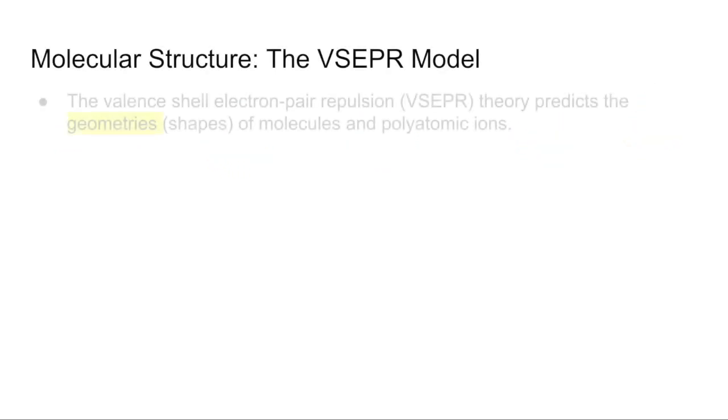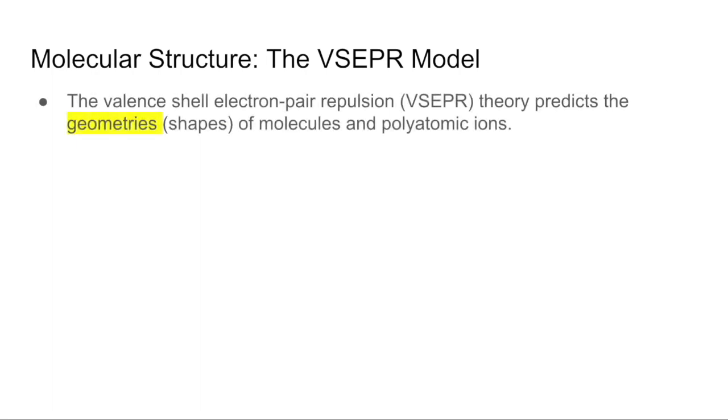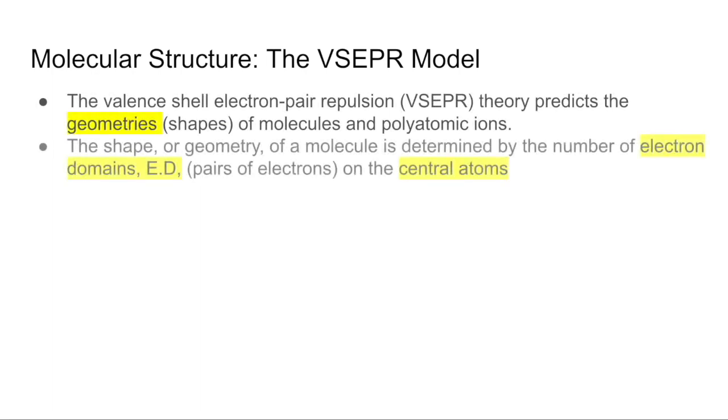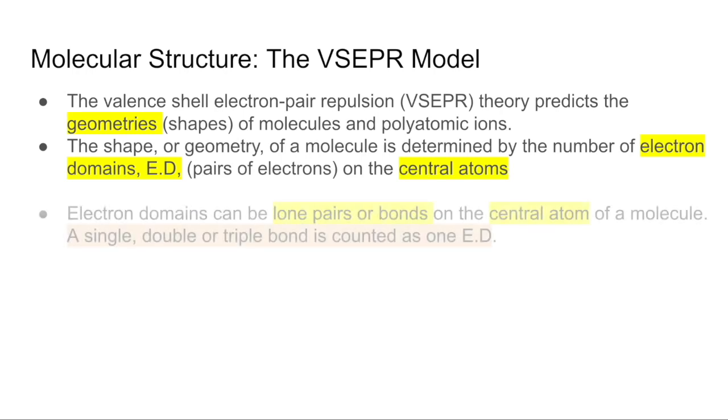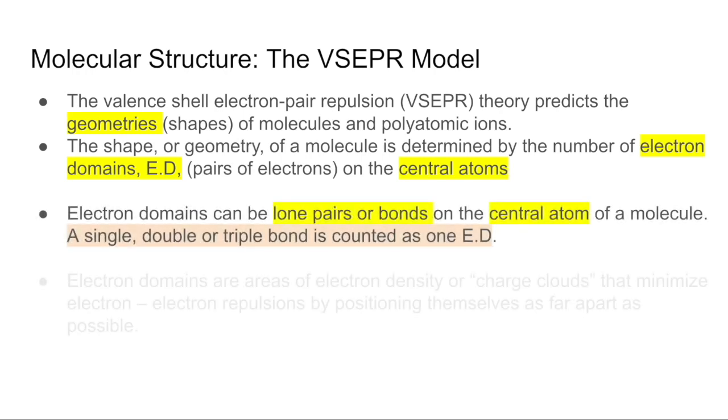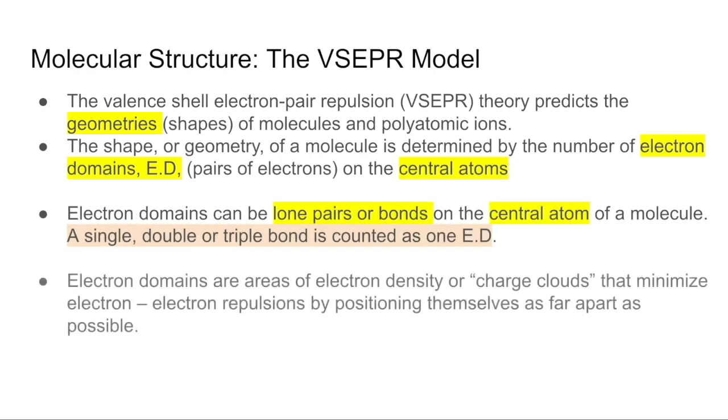Okay, so let's talk a little bit more about molecular structure and the VSEPR model. The valence shell electron pair repulsion, or VSEPR theory, predicts the geometries, the shapes of molecules and polyatomic ions. The shape or geometry of the molecule is determined by the number of electron domains, pairs of electrons, on the central atom. Electron domains can be lone pairs of electrons or bonds.